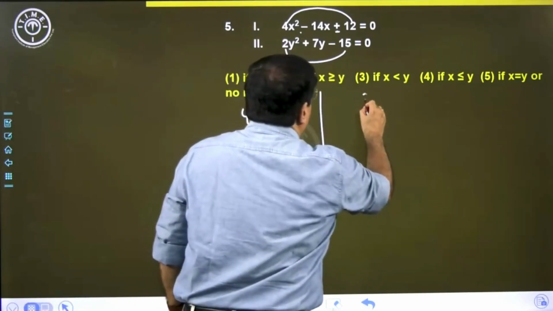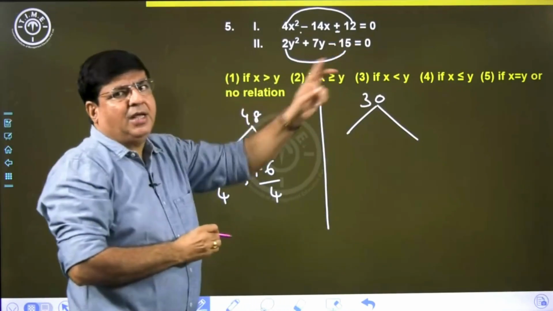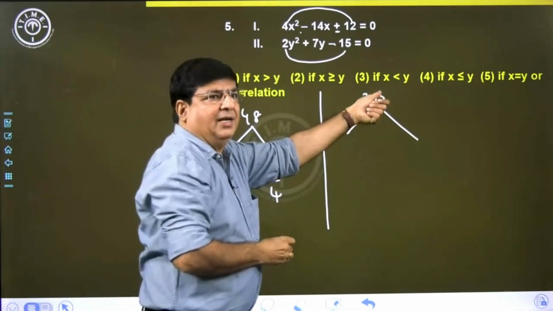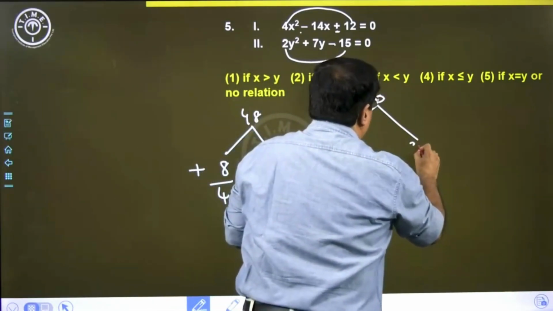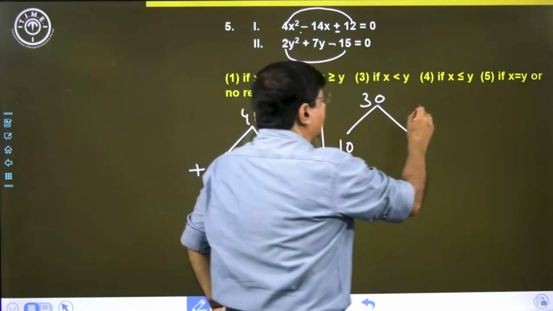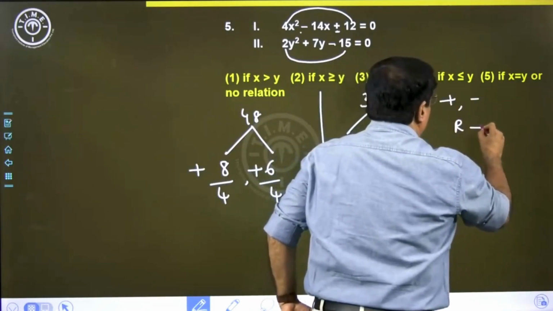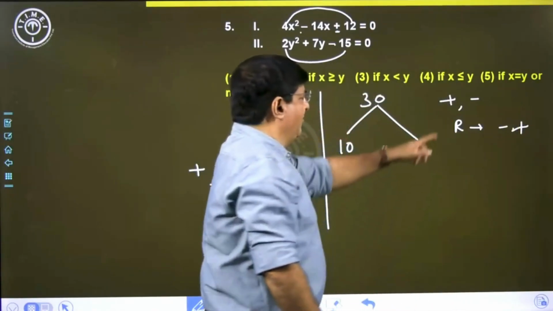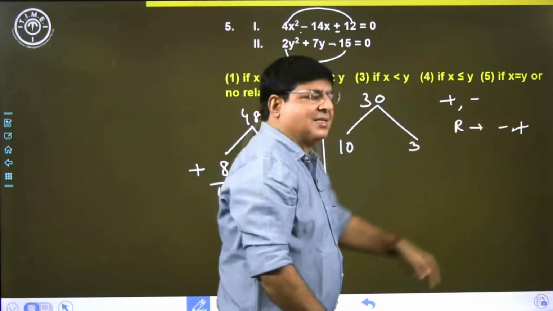Now what is this? 15 and 2. This is 30. Before 15 there is a minus sign, so two numbers whose difference gives 7 and product is 30, that is 10 and 3. So 10 minus 3 is 7 and 10 into 3 is 30. What are the signs in the equation? The signs in the equation are plus and minus. So what will be the sign of the roots? The signs of the roots will be minus and plus. So if the signs in the equation are plus minus, the signs of the roots will be minus and plus.